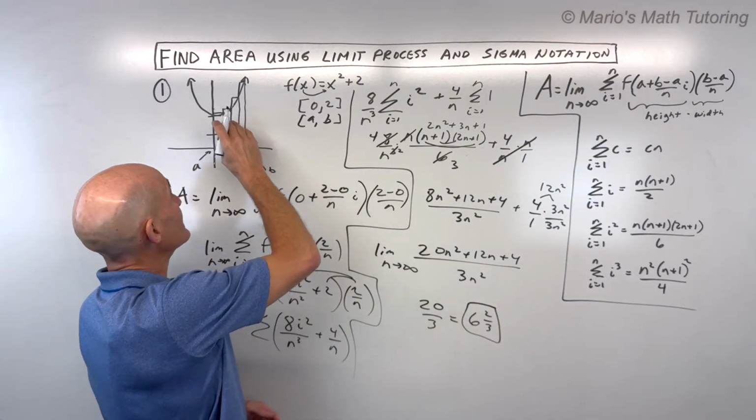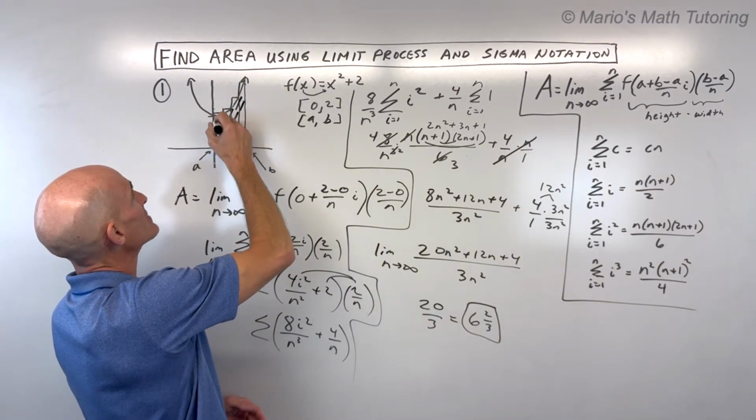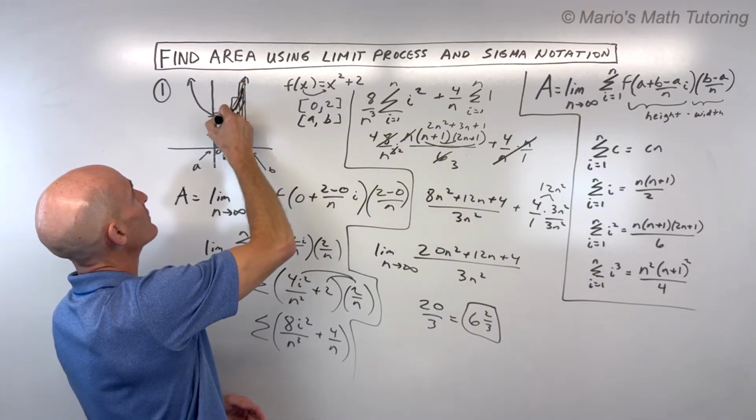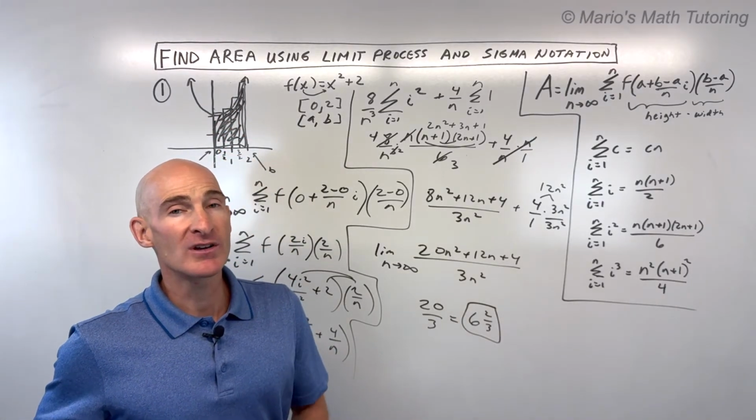So that would be the exact area, shade that in here, this exact area that's underneath the curve but above the x-axis. Let's take a look at another example.